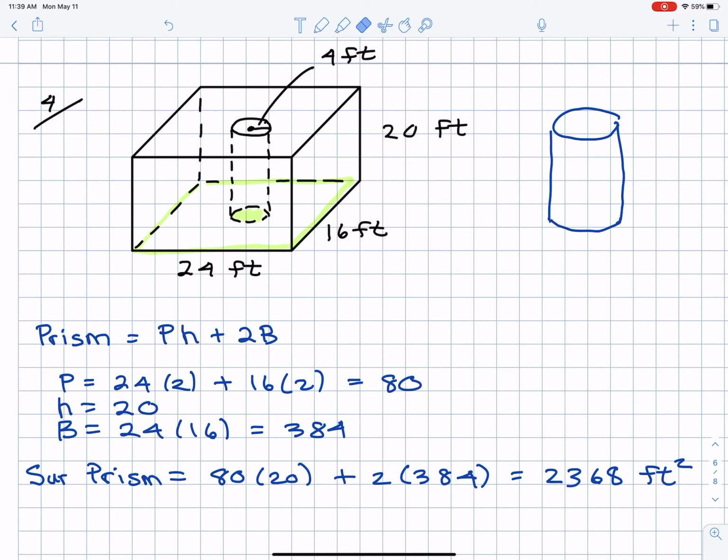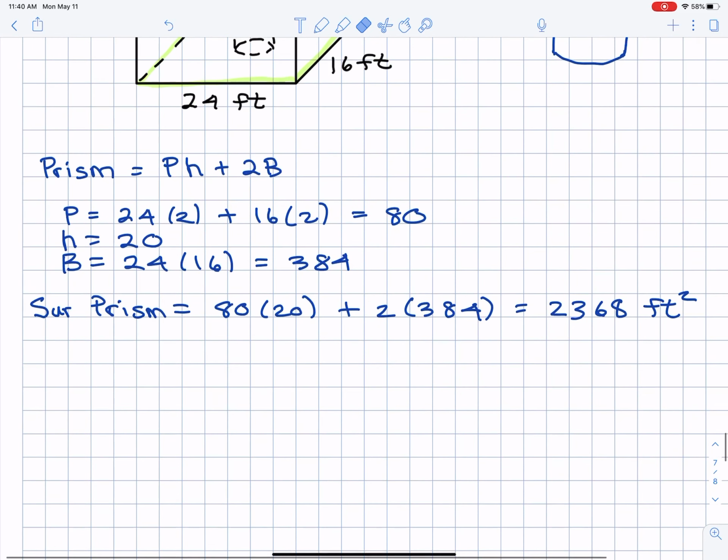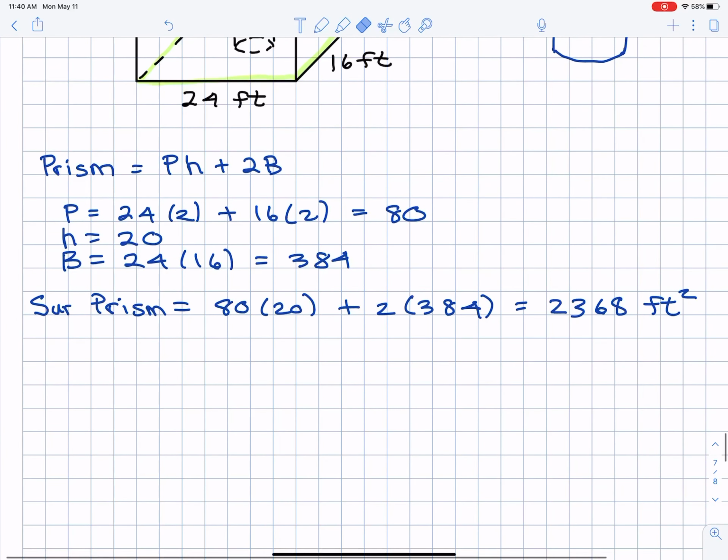But now we got to deal with the cylinder. So I'm going to just start dealing with the cylinder things. But remember, when we do the cylinder, we're going to add the lateral side, but subtract the bases. So let's go to cylinder. Actually, you know what? Let's do this in a different color to make it easier to read.